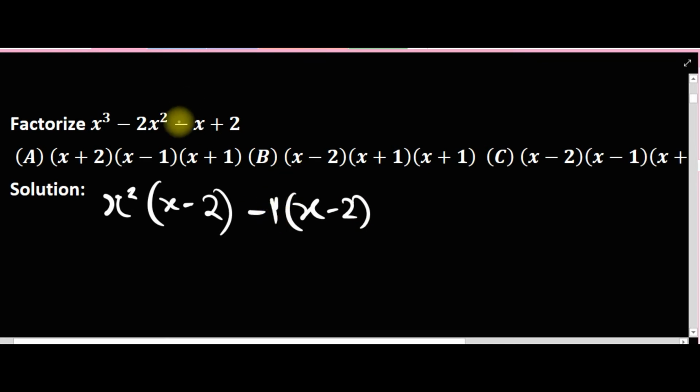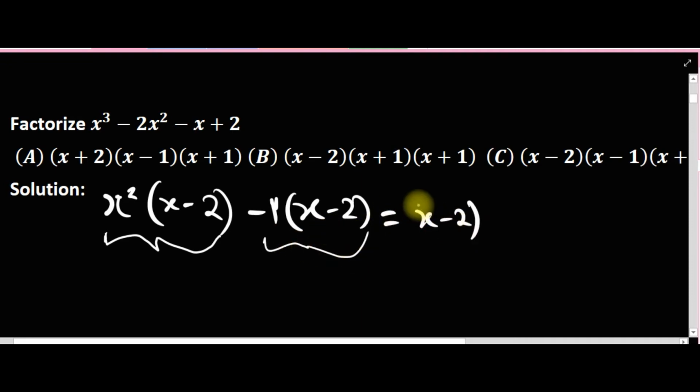Do you get these two? If you open up this, I will get minus x plus 2. Because our main aim is to make the two have a common factor, we'll factorize this and this now. So what is common is x minus 2, and what is left is minus 1.